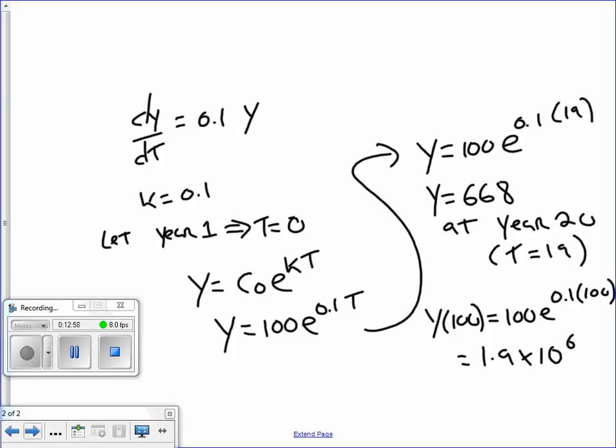Yes? Isn't it 99? Oh, I guess 99, yeah, because we said at time 100, this would be 99. So that changes that number a little bit. Oh, you did put in 99? What was it, 1.6 times 10?